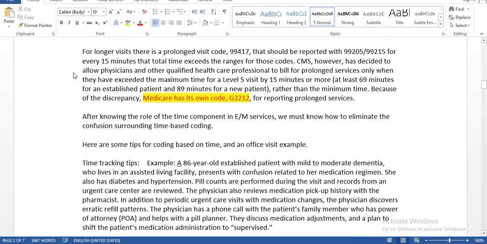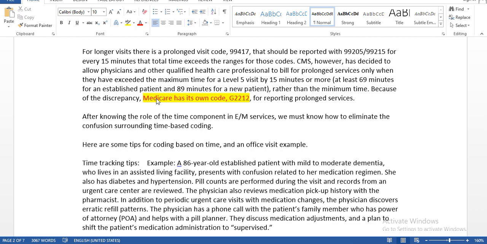So for longer visits, there is a prolonged visit code 99417 that should be reported with 99205 and 99215 for every 15 minutes the total time exceeds the ranges for those codes. CMS, however, has decided to allow physicians and other healthcare professionals to bill for prolonged services only when they have exceeded the maximum time for a level 5 visit by 15 minutes or more.